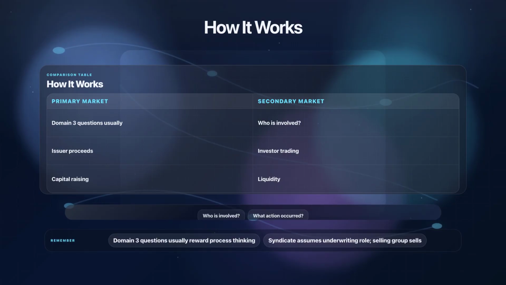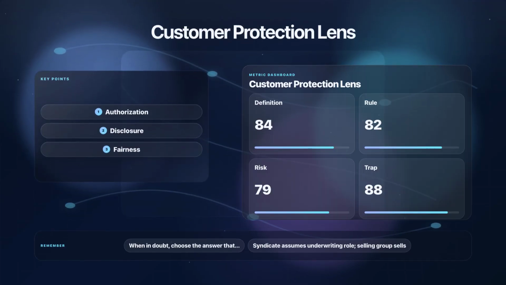Do not study underwriting syndicate versus selling group as an isolated definition. Ask what happened first, who acted next, whether the customer authorized it, what the firm must record, and whether a supervisor or compliance department should be involved. This process view helps you avoid answers that sound convenient but violate the rule or ignore customer protection.